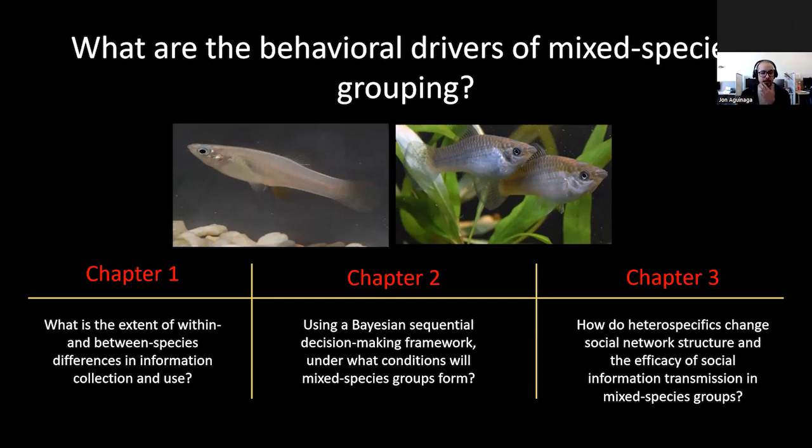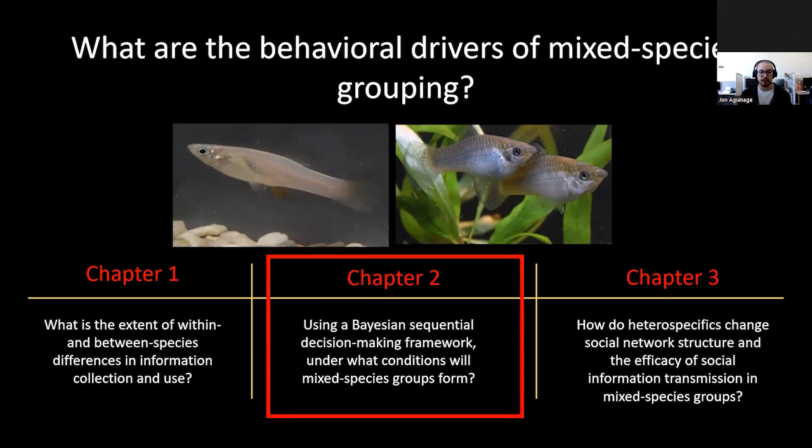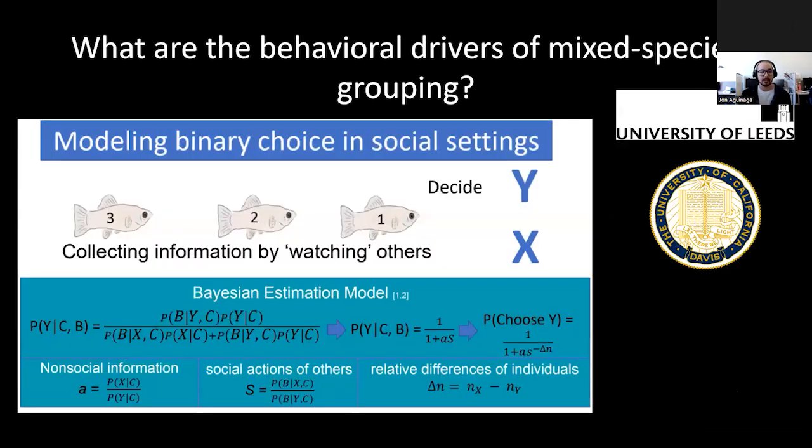There are a number of questions that I'm interested in asking, but I will only focus on chapter 2 for this ARCS work. For this ARCS work, I have developed a Bayesian sequential decision-making model to understand the conditions under which mixed species groups form. And I can talk to you a little bit more about all of this information during the presentation later on, but essentially I build a model of binary choice to understand how individuals use information from their environment and from other animals to decide where to go.